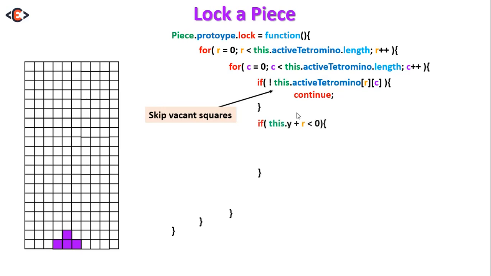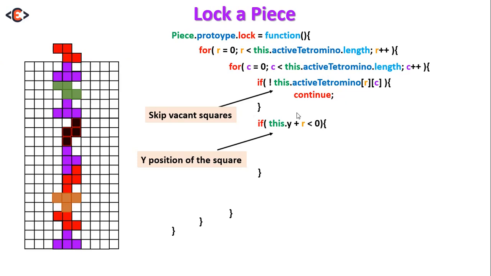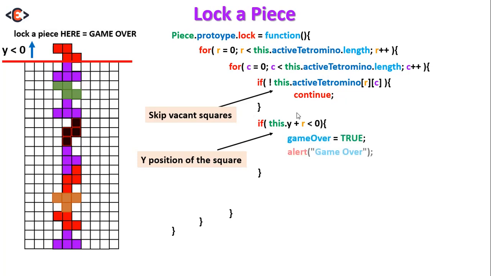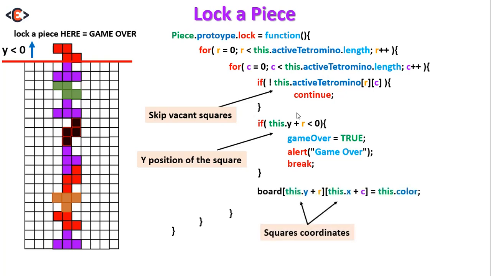And then we will check if this y plus r is less than 0. This is the y position of the square. It means we have to lock the piece in this place, which means we have a case like this. Remember, the piece here has a y less than 0. Locking a piece here means a game over. So if this is true, we have to say game over equals true. Then we alert game over for the user, and then we break from the loop. Then we change the board's colors. So this is the square's coordinates, and this is the active piece color.